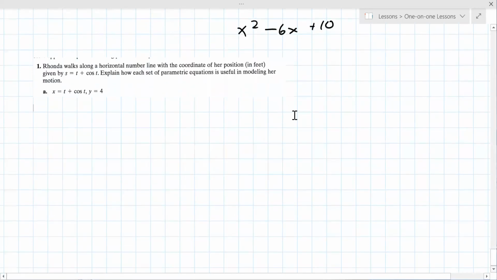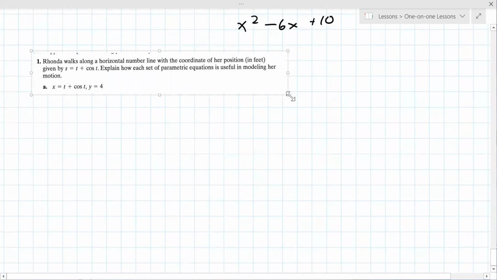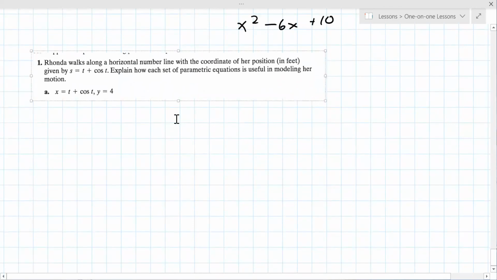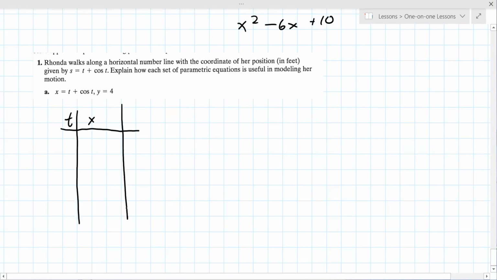This is from the review. So Rhonda walks along, and her position is given by this equation here, but they tell you, by the way, your x position is modeled by this, and your y position is this. So we'll ignore this stuff for a moment. We're just going to make a table because that's a critical skill here: t, x, and y.